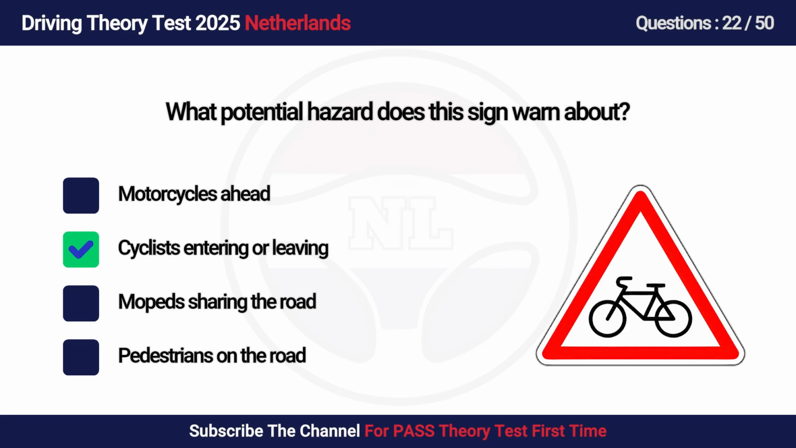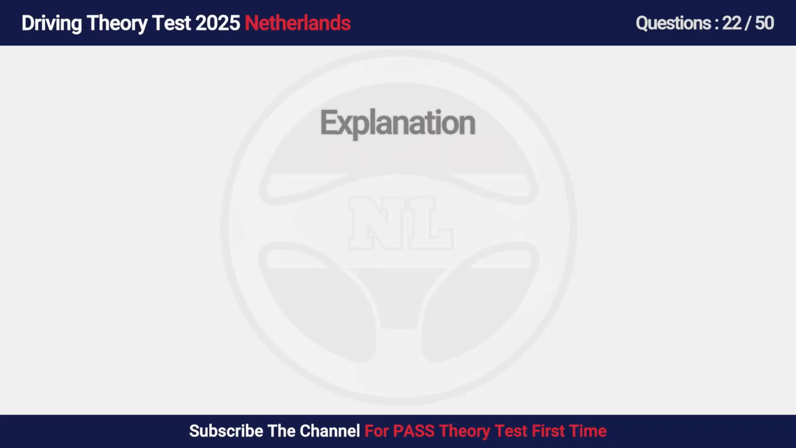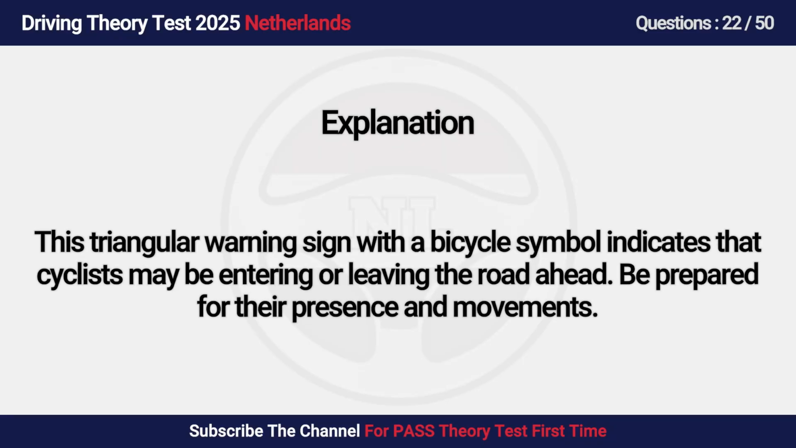Answer is B. Cyclists entering or leaving. This triangular warning sign with a bicycle symbol indicates that cyclists may be entering or leaving the road ahead. Be prepared for their presence and movements.